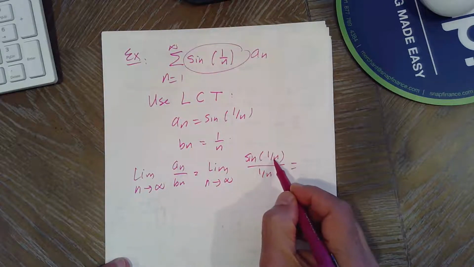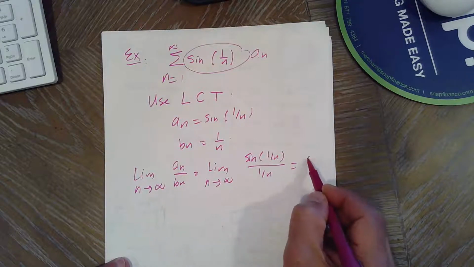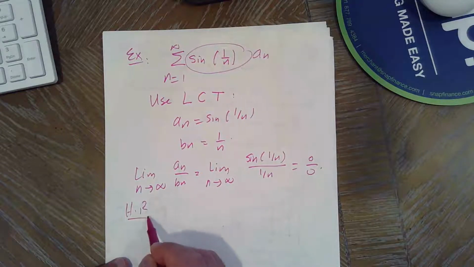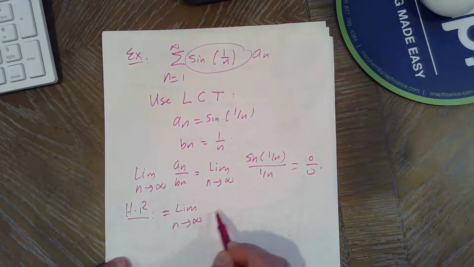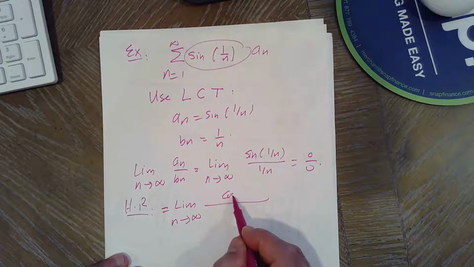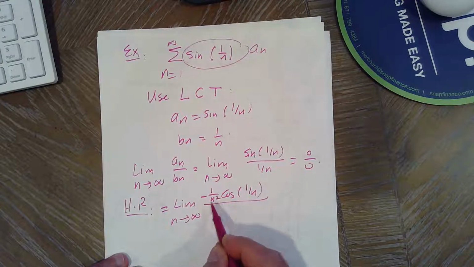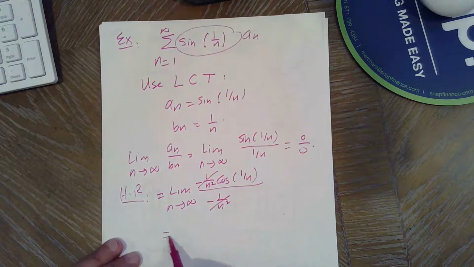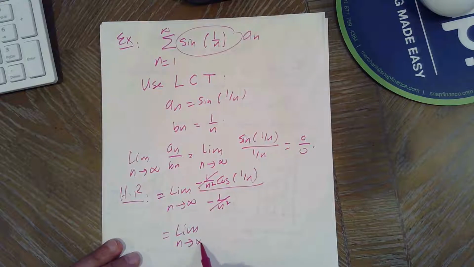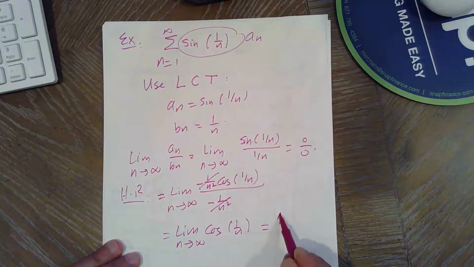Well, sine of 0 is 0, and the denominator is 0, so 0 over 0 gets L'Hopital's. So the limit as n goes to infinity: the derivative of sine is cosine, times the derivative of 1 over n, which is negative 1 over n squared. Same thing for the denominator. These cancel out. The limit as n goes to infinity, cosine of 1 over infinity, cosine 0, is 1.